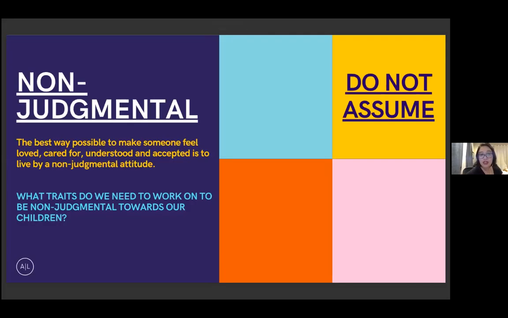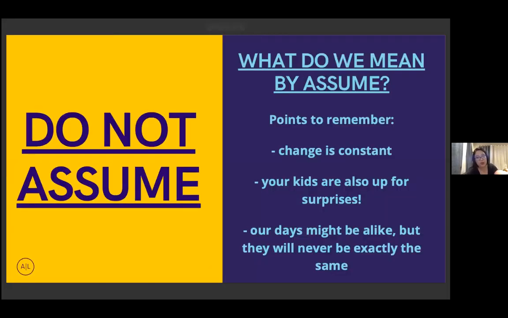Okay, so let's go to do not assume. When we say do not assume, what do we mean by assume? Here are points to remember. Change is constant. Your kids are also up for surprises. And number 3, our days might be alike, but they will never be exactly the same. I would like to emphasize more for a while the word assume.